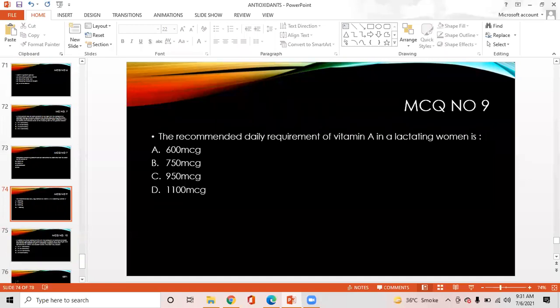The recommended daily requirement of vitamin A in a lactating woman is A, 600 microgram, B, 750 microgram, C, 950 microgram. C is the right answer.